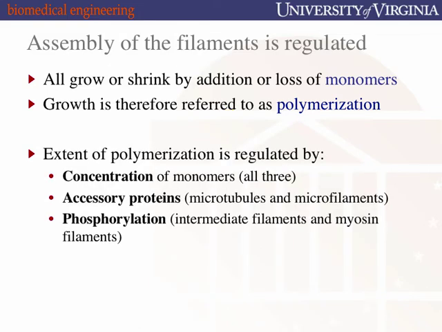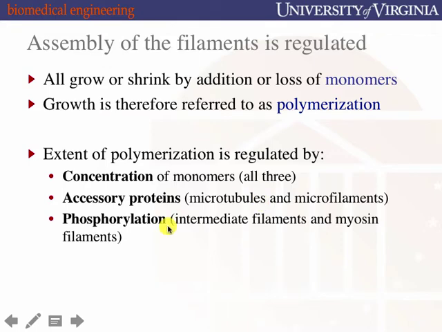The extent of polymerization is regulated by three things in the cell. One is concentration. Obviously, the more monomer I have, the more polymer I'm going to have, right? If I have no monomer, I can't form a polymer, right? Those would be the two extremes. All right. We're going to talk about accessory proteins. In the case of microtubules and microfilaments, there are accessory proteins that are going to regulate both the activity of the monomers to self-assemble, and also the concentration and availability of those monomers.